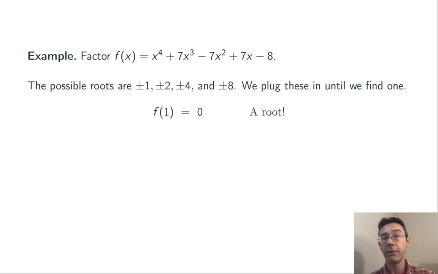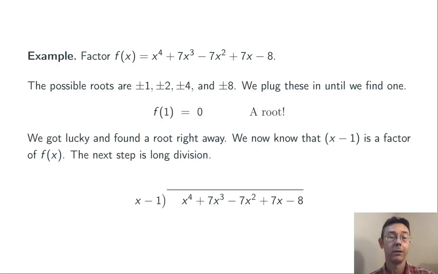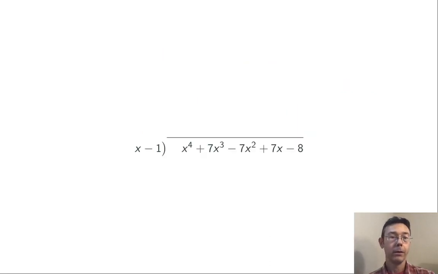We hit one right off the bat this time. F of 1 is 0, so that's nice. We don't have to do any more work to find a root. Now we know that x minus 1 is a factor of this polynomial, so we're ready to do some long division. Okay, let's do it.